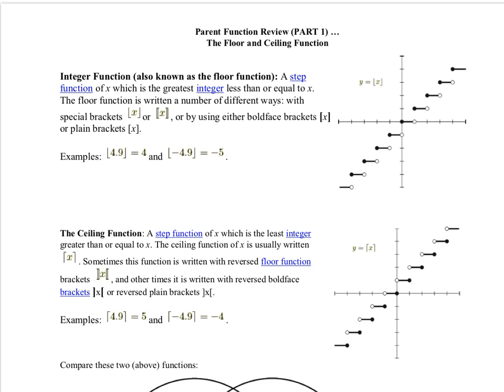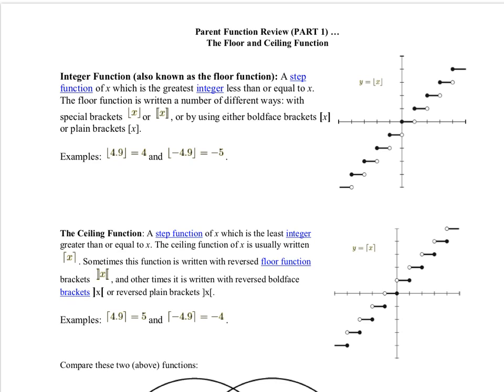Okay, Longhorns, today we did some review of the parent functions, which we are going to continue tomorrow. However, we also need to review what the floor and ceiling functions are, since this is probably new to you. The floor and ceiling functions are step functions. In other words, the function rises in steps. So there are some values for y that get skipped in these types of functions.